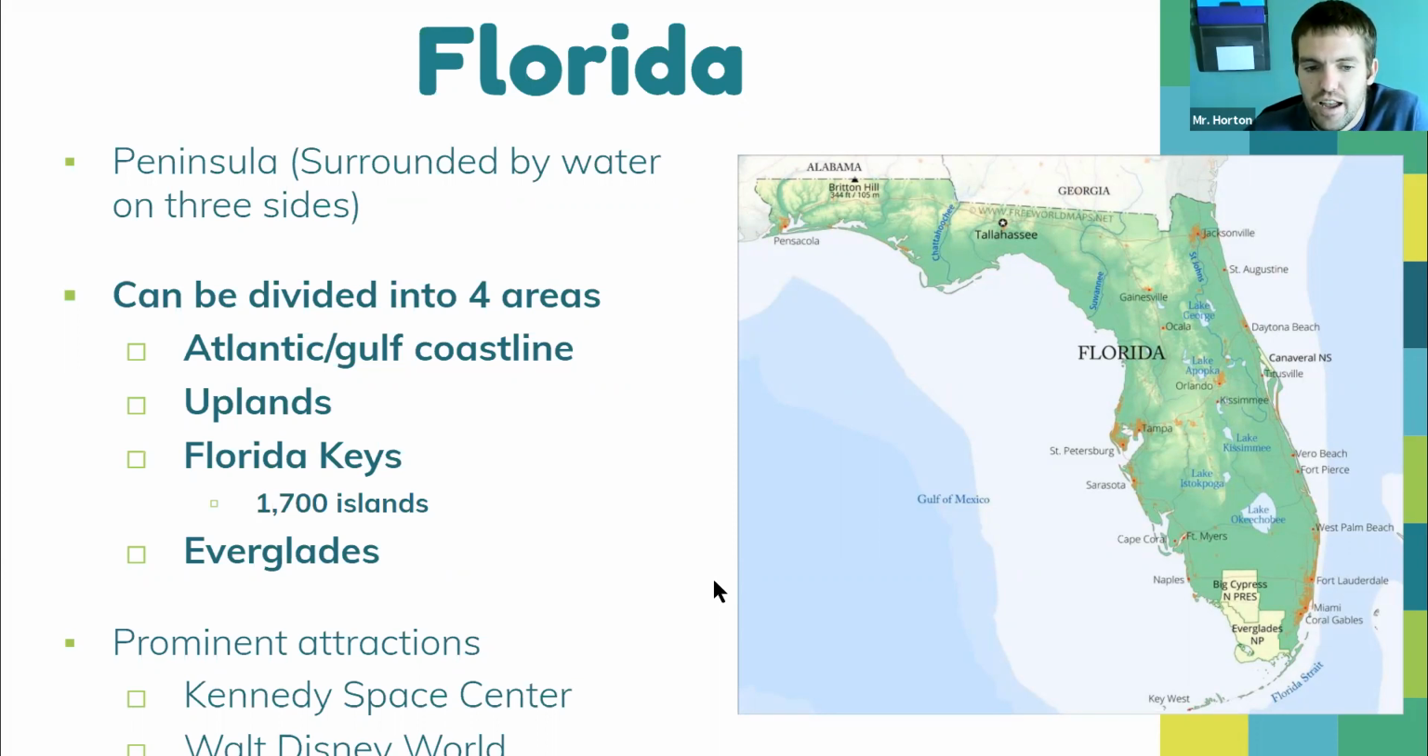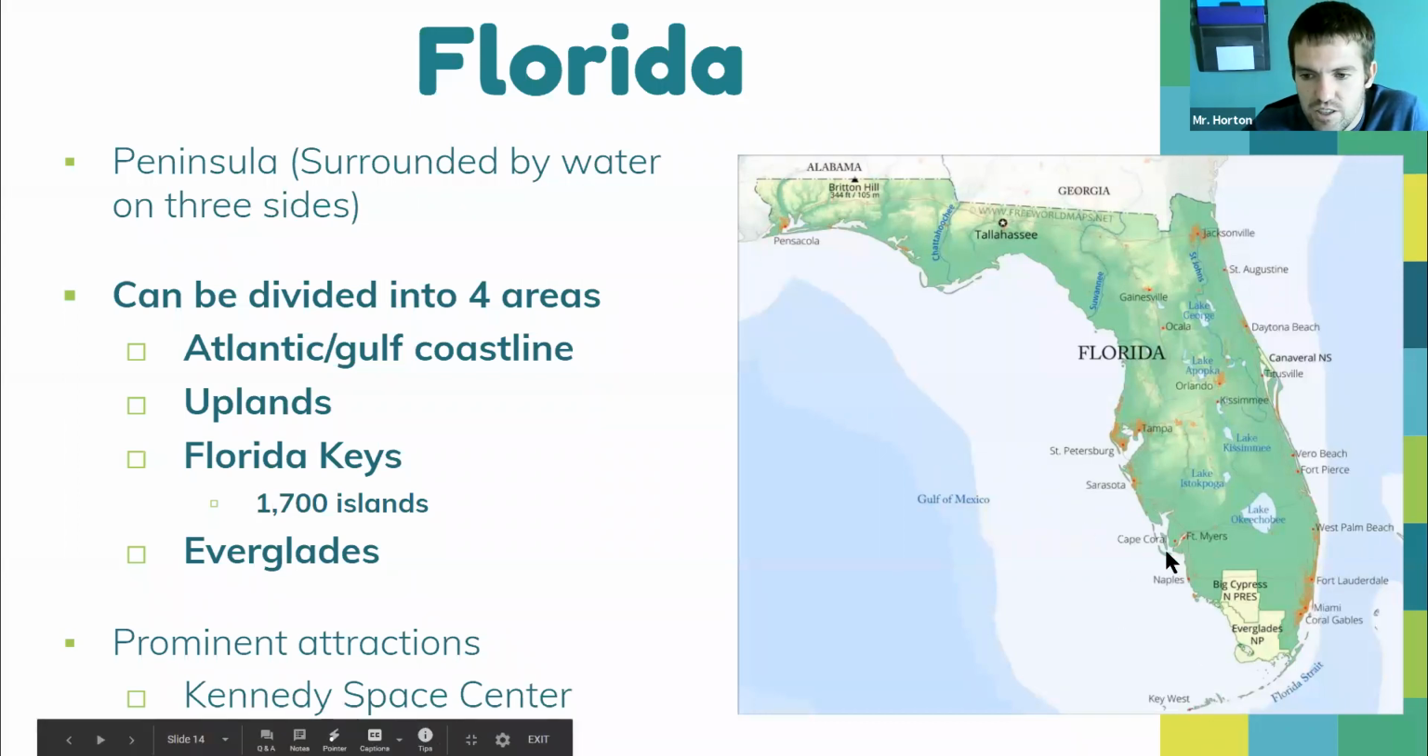So the Kennedy Space Center and Walt Disney World are also located in Florida. The big thing with Florida is that it's a peninsula, so it's surrounded by water on three sides. Okay.